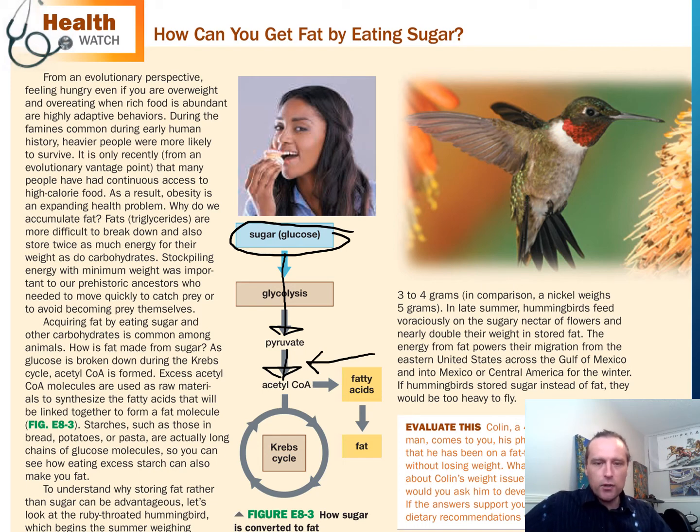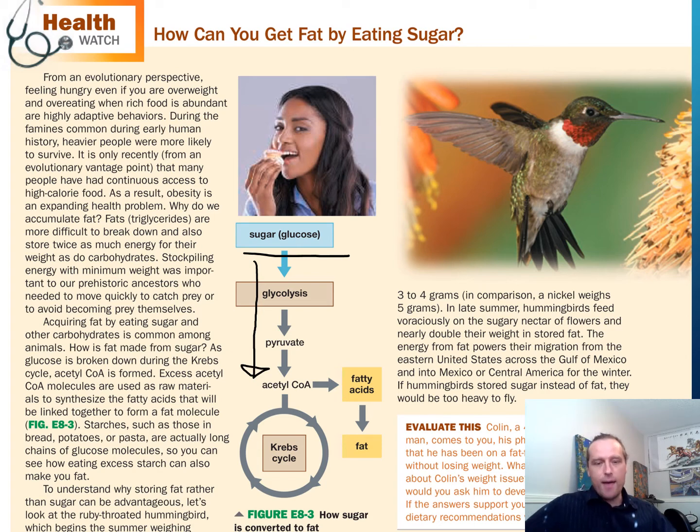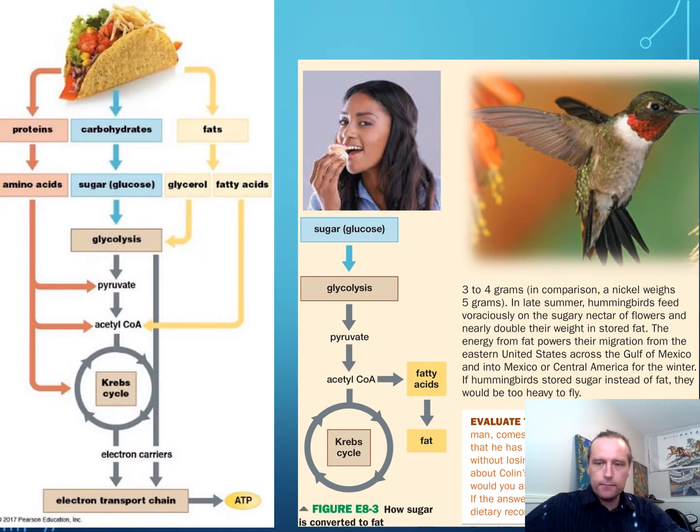So if you're eating tons of glucose, let me erase some of these arrows now. If you're eating lots of sugar, lots of glucose, then follow the arrows down, you're going to produce a lot of acetyl-CoA. And if your cell just doesn't need that much, then the acetyl-CoA is going to be converted to fatty acids, which are then converted to fat, which are stored in your fatty tissue, more accurately called adipose tissue. That's about that. So a little more detail on that. All of these reactions are reversible.